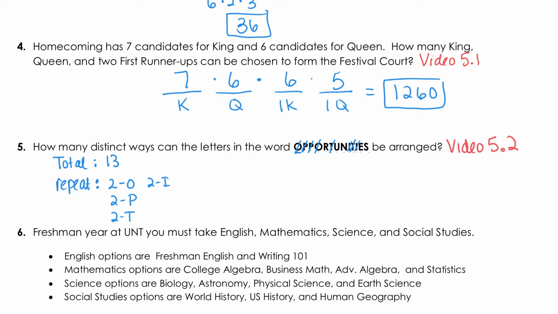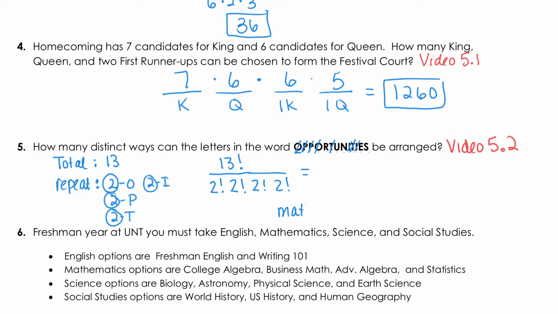So the numerator is always going to be your total factorial, and then you're going to divide it by each of your repeaters. So we're going to have 2 factorial, we're going to have another 2 factorial, and another 2 factorial, and another 2 factorial. And that's going to consist of all of these that repeat. Okay, so let's figure out what this is. Okay, now remember, factorial is on your calculator.